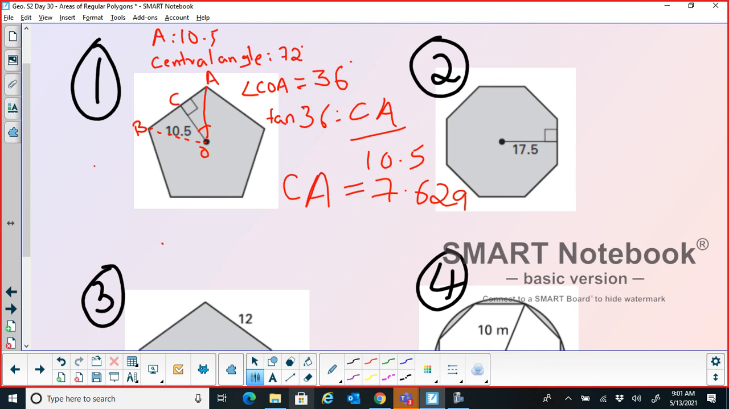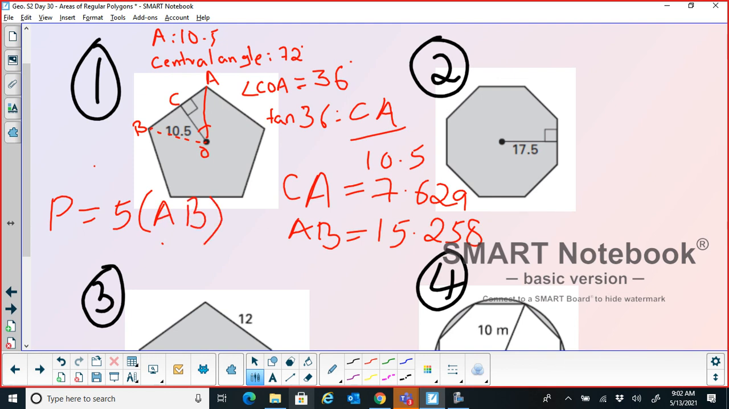So which means AB equals twice of CA, which gives us 15.258. And it was a pentagon. So perimeter, I'm just using P for perimeter, is 5 times AB. So if I multiply by 5, I get the perimeter as 76.29.